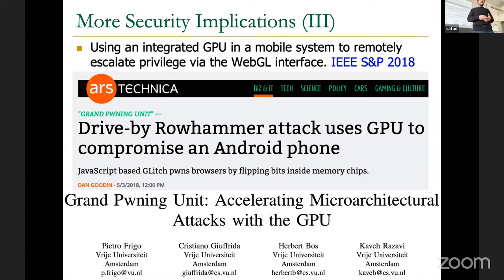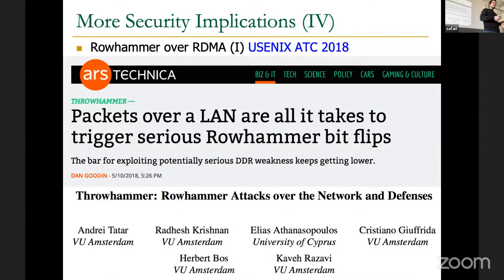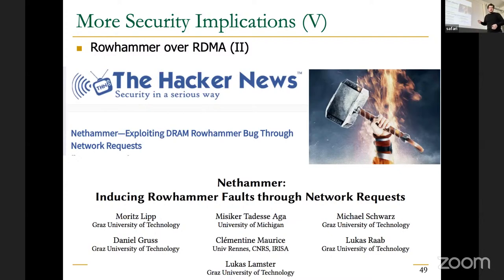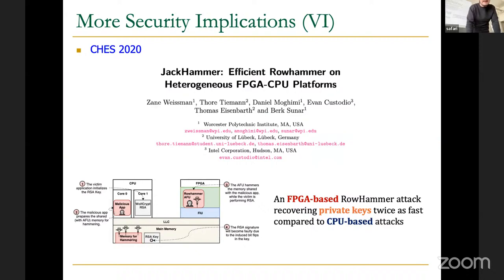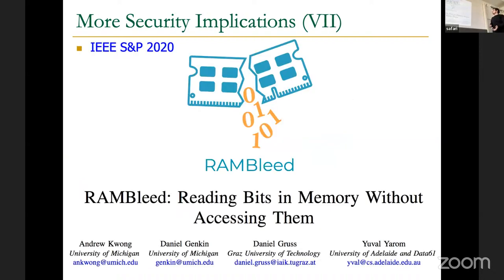And other attacks. This attack shows that you can generate these bit flips using the GPUs, the graphics processing units in an Android phone. And then over the internet, over LAN, you can send some packets to a computer, and that can also trigger RowHammer bit flips. This is a bit more important because you don't even need physical access, you only need remote access to this machine, and you only need to be able to send in some packets to be able to generate these bit flips. And then there are more papers about remote RowHammer and RowHammer in FPGA CPU platforms.